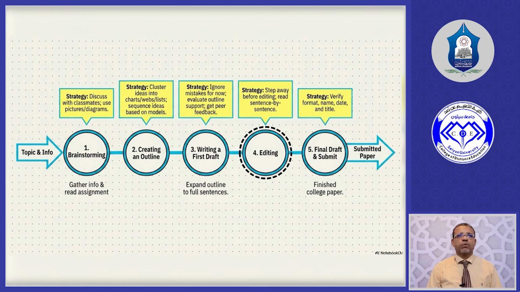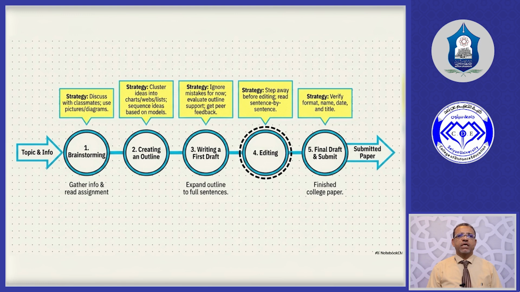But here also, when you want to write, you have to shake your mind. What do you have? What's your prior knowledge about this? Strategy: discuss with classmates, use pictures, diagrams, and everything that will help you to lay out what you are going to talk about. Gather information, read the assignment.